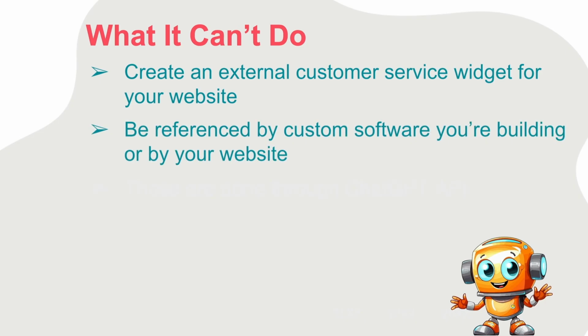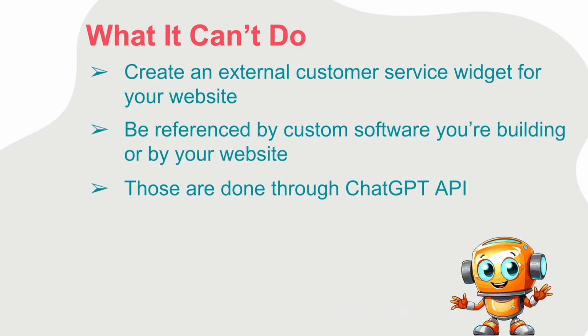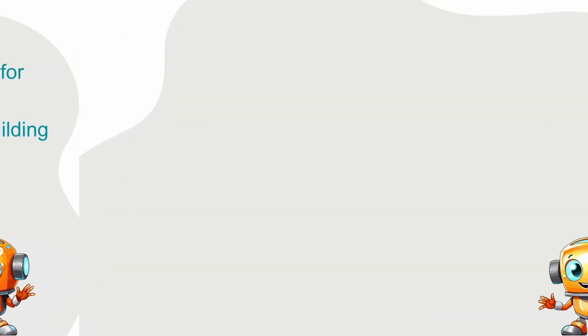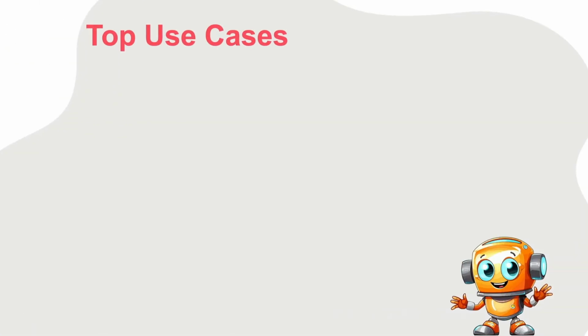If you are creating any kind of external software, what you instead want to do is use the ChatGPT API. The API is made for external calls by software. So if you're building applications or software, you need to use the API. But if you're building an internal GPT or internal knowledge base, you use a custom GPT. And with that in mind, let's talk about what are the top and most common use cases for custom GPT.